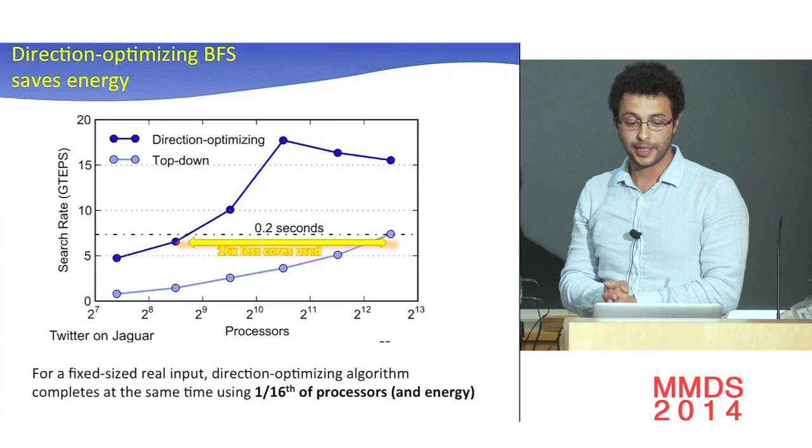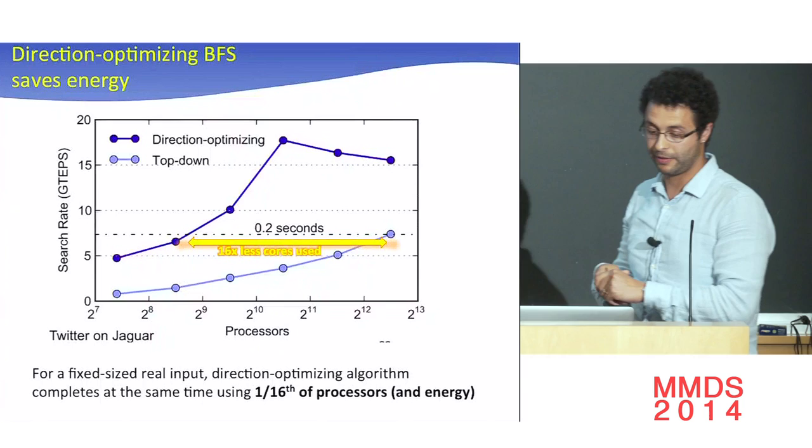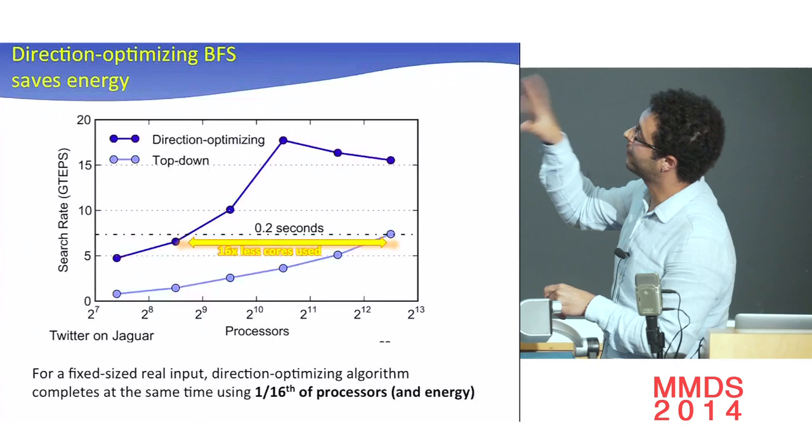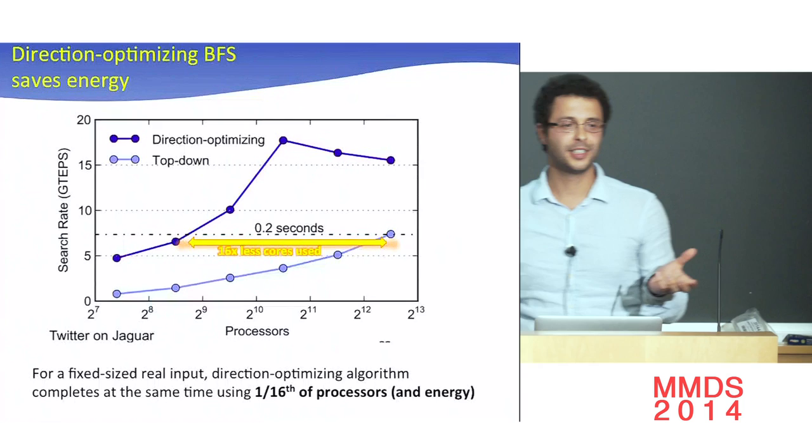this is another way of looking at it. This is actually real data. So we're talking about running the breadth first search on the Twitter data set that, I guess, by 2009 had been collected and then pulled down because of some copyright claim. But whoever has it can still use it.